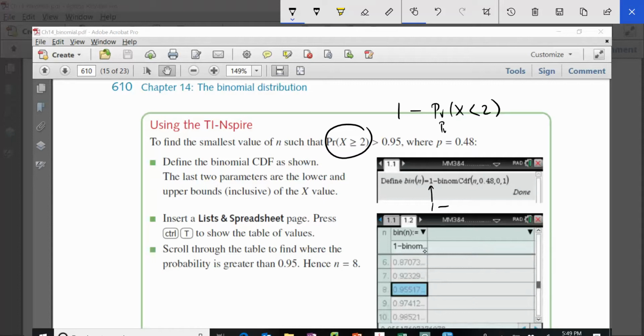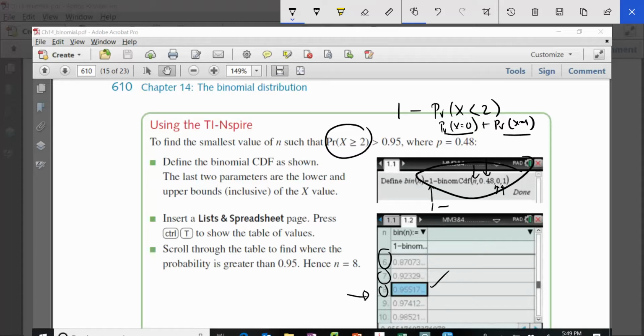That would be when x is either equal to 0 or x is equal to 1. Which is why they said 1 minus the cumulative probability, because you're going to add these two. You're going to add x equals 0 and x equals 1, where the chance of success is 0.48, between 0 and 1. That's why it's 0 and 1 here, because you want it to be less than 2. Okay, and then you're going to sequence this, where we don't know what n is, and it will calculate n up until, and you just scroll down until you get 95% and above, and then that tells you the number of trials, which is 8, right?